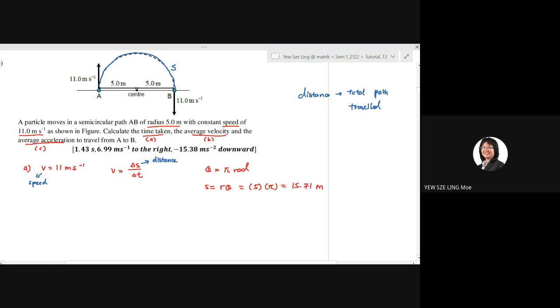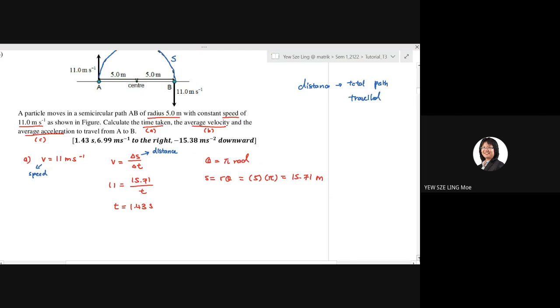So now that I have s, I can calculate the time taken. So v is 11, and it travels 15.71. We want to find out what is the time. So rearrange the equation, and you are going to obtain t equals to 1.43 seconds. So your v given is speed, so if you want to calculate speed, you use distance divided by time. That is the first thing.